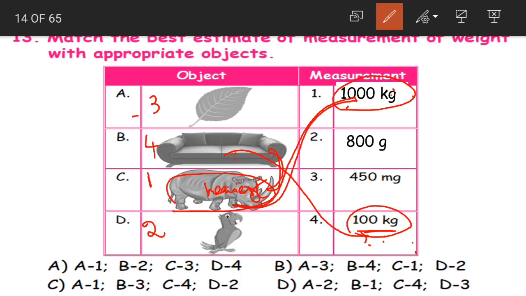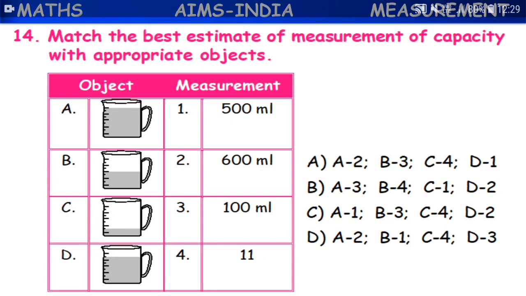Now this is our correct code. What is it? 3, 4, 1, 2. Option B. 3, 4, 1, 2 becomes our correct answer. Yes.